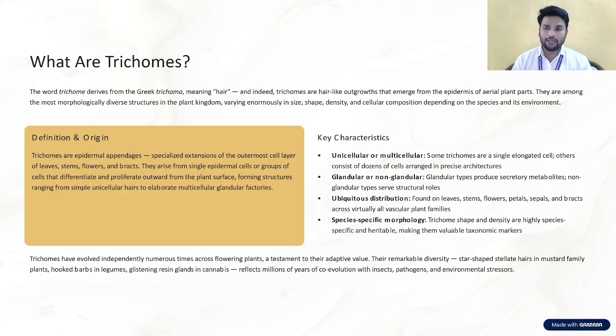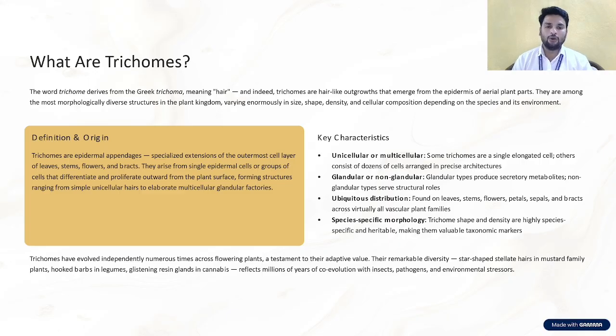So, how do trichomes originate? Trichomes are basically epidermal appendages, epidermal outgrowths. They are specialized extensions of the outermost layer of the leaf, stem, flower, and bract. They arise from single epidermal cells or groups of cells that differentiate and proliferate outward from the plant surface, forming structures ranging from simple unicellular hairs to elaborate multicellular glandular factories.